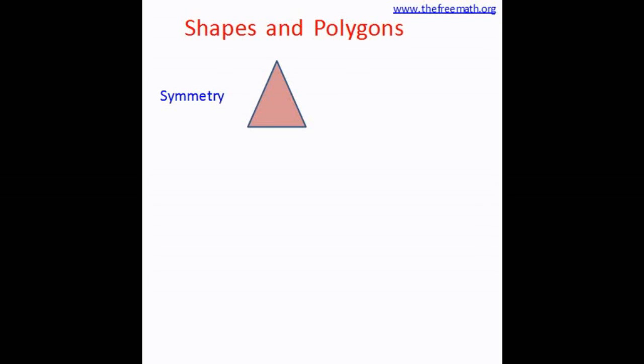Let's start with the concept of symmetry. A symmetrical figure is a figure that can be divided into two identical parts. Now let's look at this triangle. Can I fold this triangle in the middle vertically and create two parts that exactly fit on each other? Yes. That means this triangle is a symmetrical figure. And the vertical line where I fold it, that line is called the axis of symmetry.